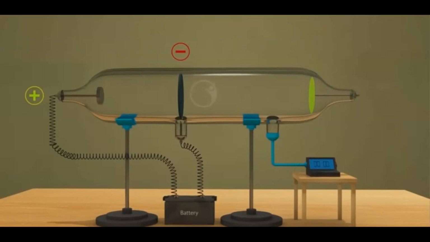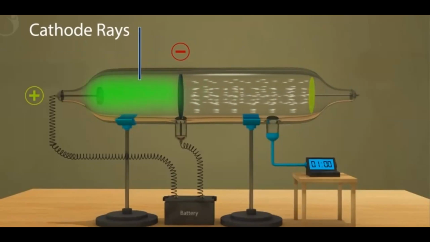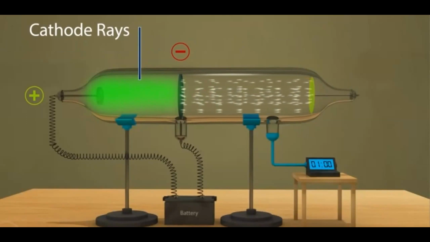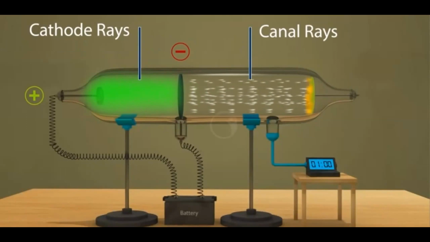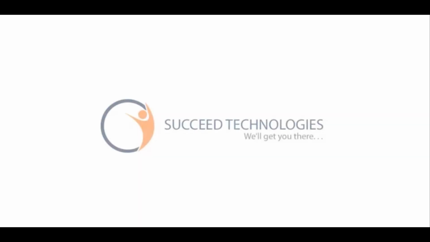At a pressure of about 1 millimeter of mercury, there were cathode rays from the cathode towards the anode. Behind the cathode, we also observed a luminous stream of particles proceeding in the opposite direction of the cathode rays. Goldstein called them canal rays as they passed through canal-like holes and came out on the other side.